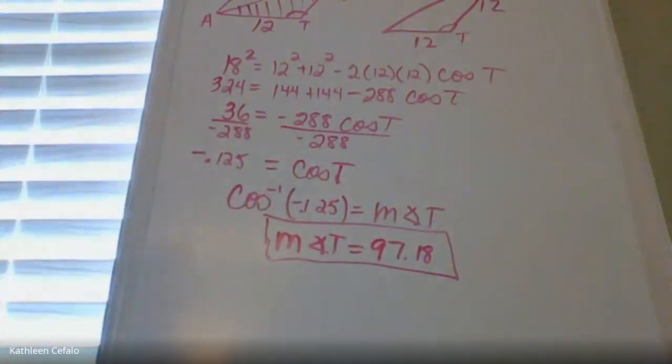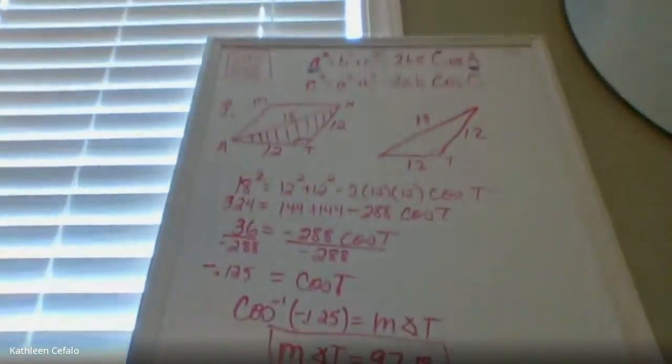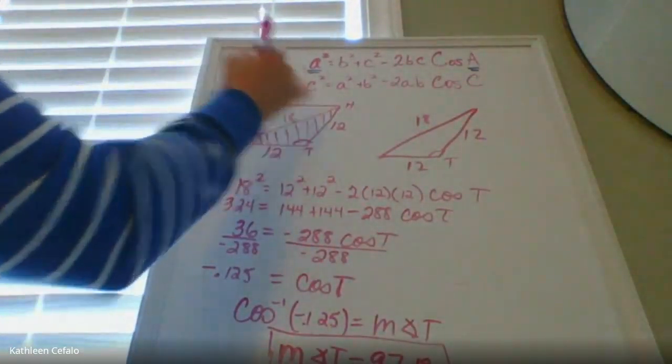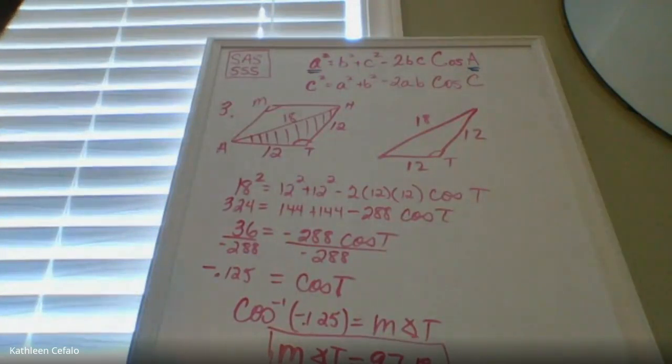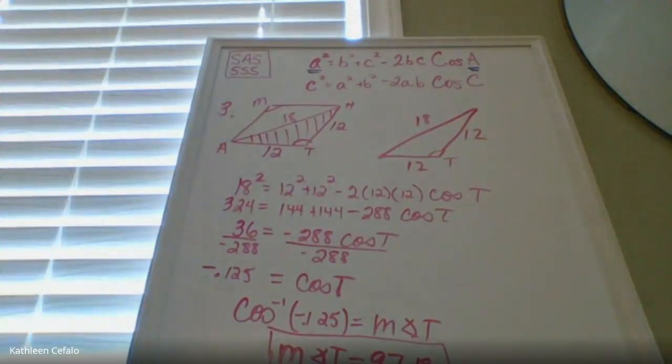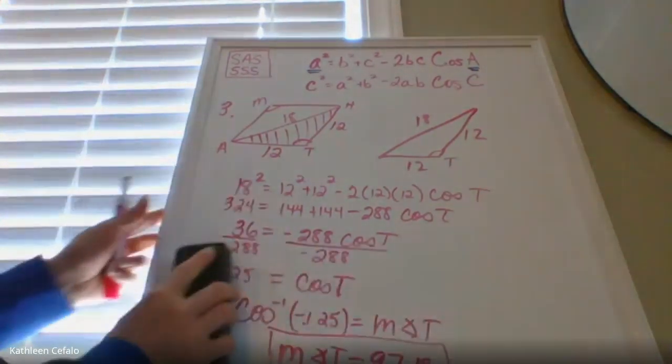So keep in mind, if we go back to the whole idea of a rhombus, not only is T going to be that, but in a rhombus, I know opposite angles are equal. So not only is T going to be about 97.18, but I know angle M is going to be about 97.18. Okay. And we have one more to go. Number 4.